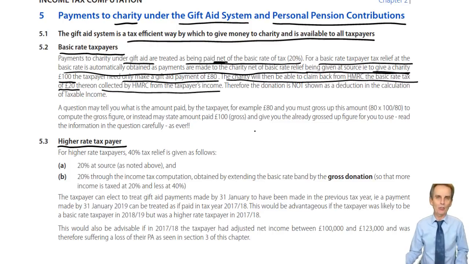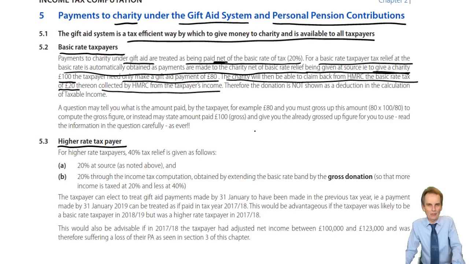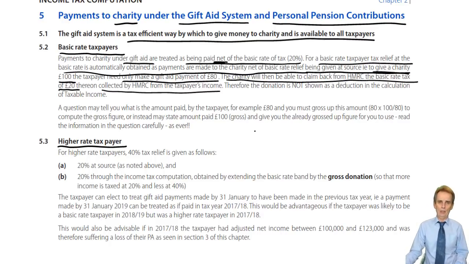Now, of course, that seems like it's just the charity that's benefiting. But if you think about it, if you wanted to give the charity £100, now through this system you don't have to. You've only got to give them £80 and the charity still gets the £100.